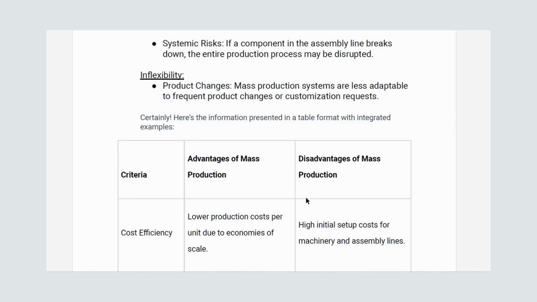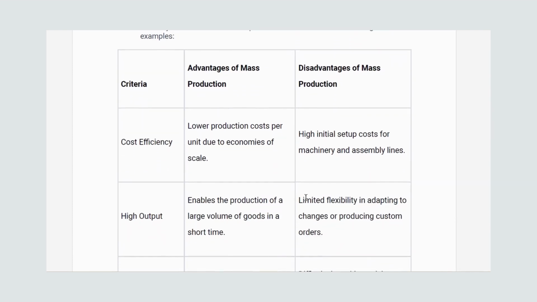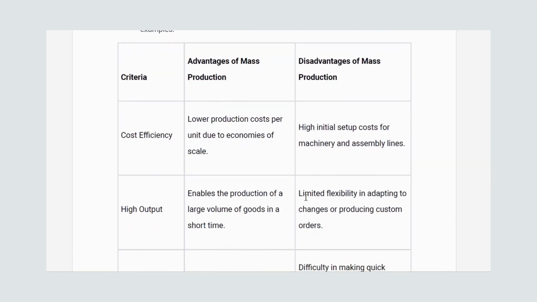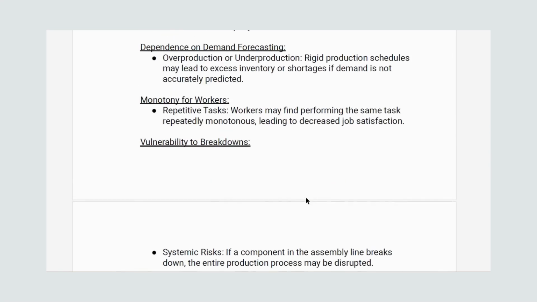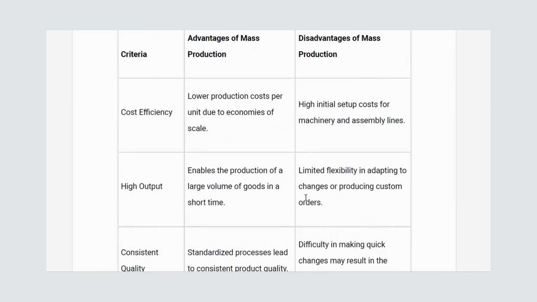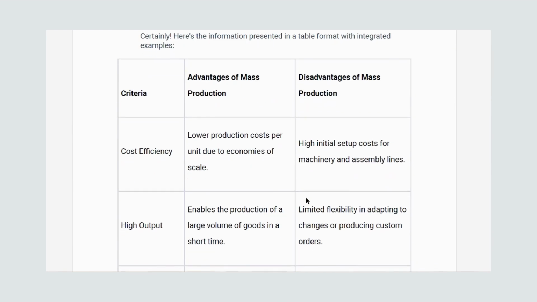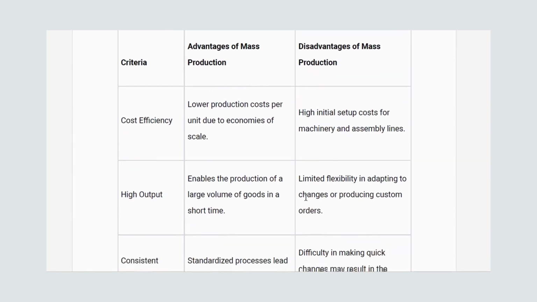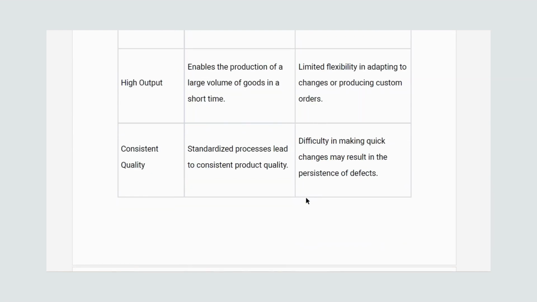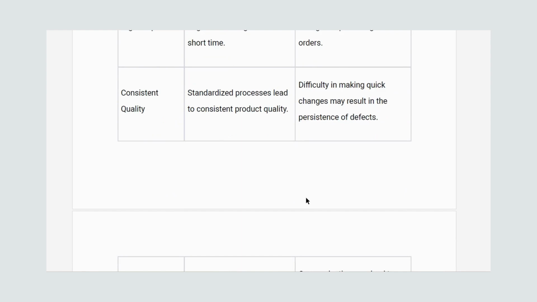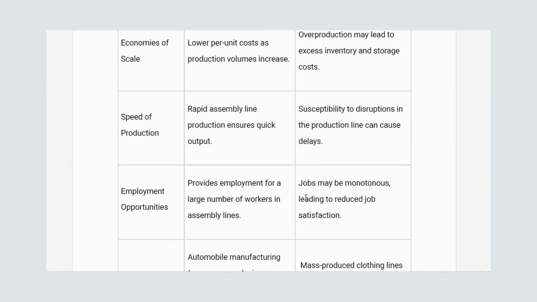Here I have given the advantages and disadvantages of mass production in tabular form. Whichever you feel is easy for your understanding, tabular form or point-wise, you can refer to either and write any one of them in the exam. If you would like to write in tabular form, you can refer to this table and go through it. The same points are given here in the table.